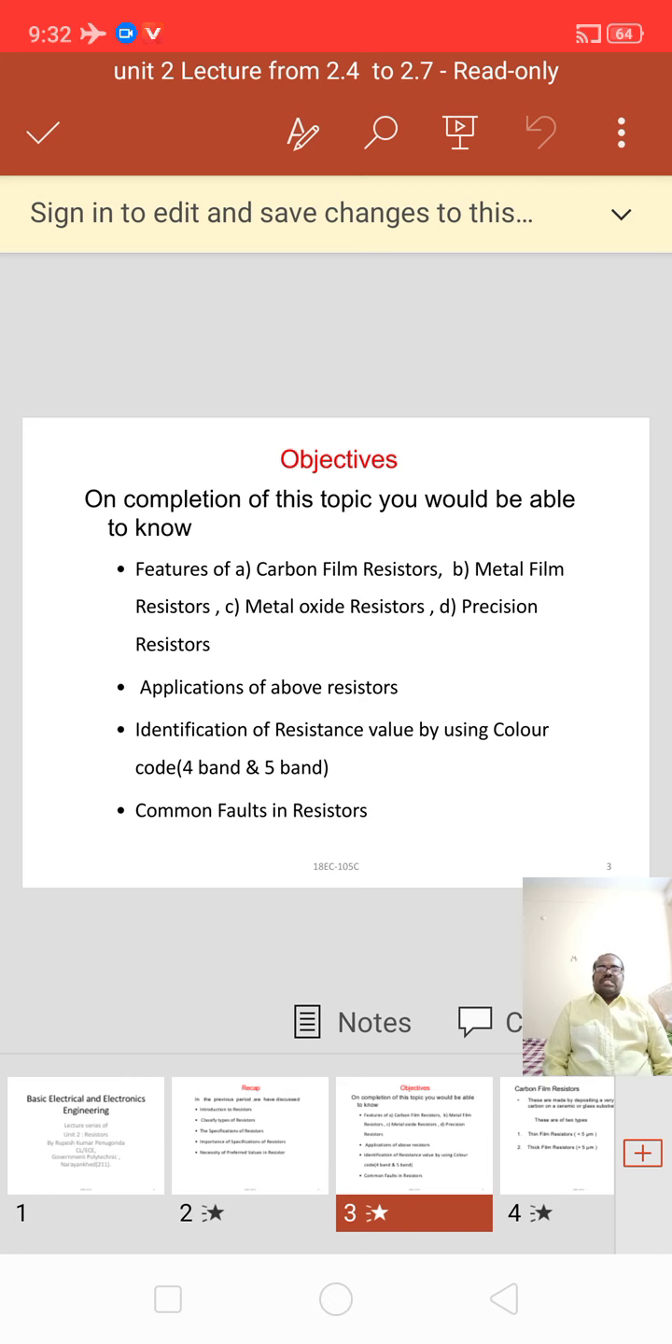Today's lecture objectives are the features of carbon film resistors, metal film resistors, metal oxide resistors and precision resistors; applications of the above four types of resistors; identification of resistance value using the color code, 4 band and 5 band; and common faults in resistors. These are the topics which we will learn today in our class.